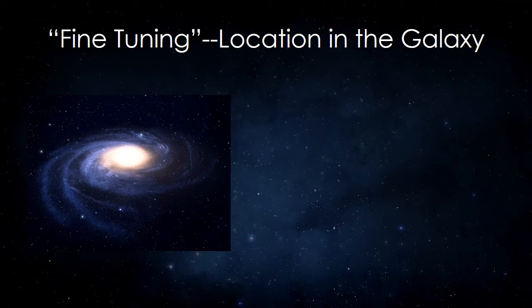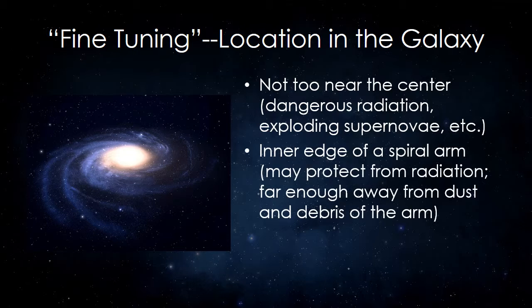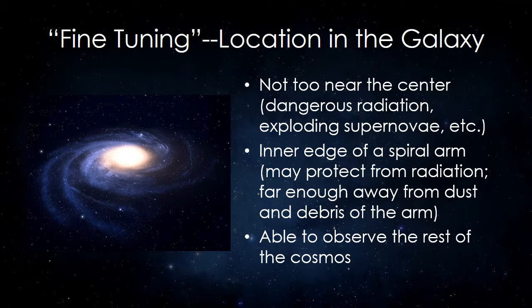Our location in the galaxy is also important. It's important that we are not too near the center of the galaxy because of things like dangerous radiation and exploding supernova. Earth is located on the inner edge of one of the spiral arms, which may protect us from radiation, and is far enough away from the dust and debris of the arm. Perhaps most interesting of all is the fact that Earth is located in just the perfect position to be able to observe the rest of the cosmos.